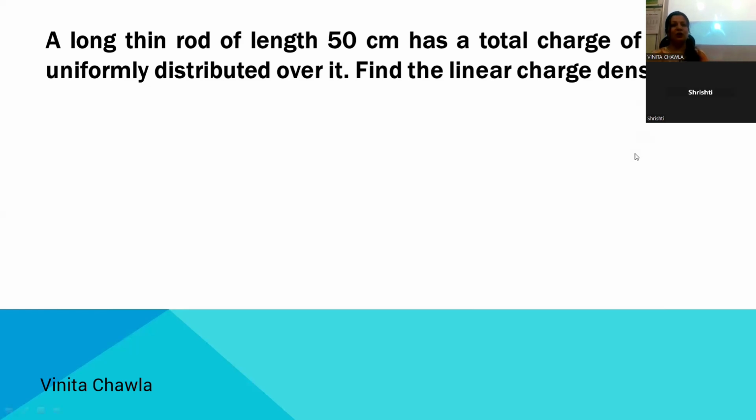A long thin rod of length 50 centimeter has a total charge of 5 millicoulombs uniformly distributed over it. So we have a charge of 5 millicoulombs. How many coulombs are there in millicoulombs? 10 to the power minus 3. Fine. So you can find the charge in coulombs, and length is given. Length of the rod is 50 centimeter. So 50 centimeter has to be converted into meters first, and then you have to find the linear charge density.